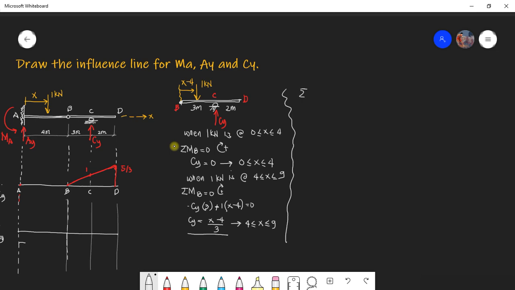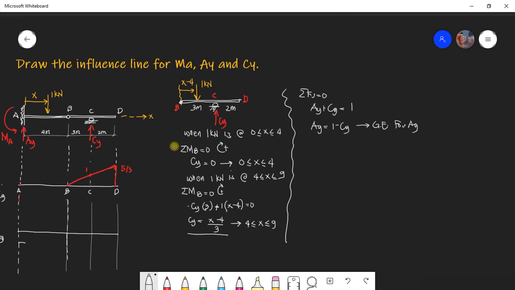So, summation forces vertical is equal to 0. So, it will be AY plus CY is equal to the unit load. So, transpose ko lang para makuha natin yung general equation. So, 1 minus CY. So, this is the general equation for AY.